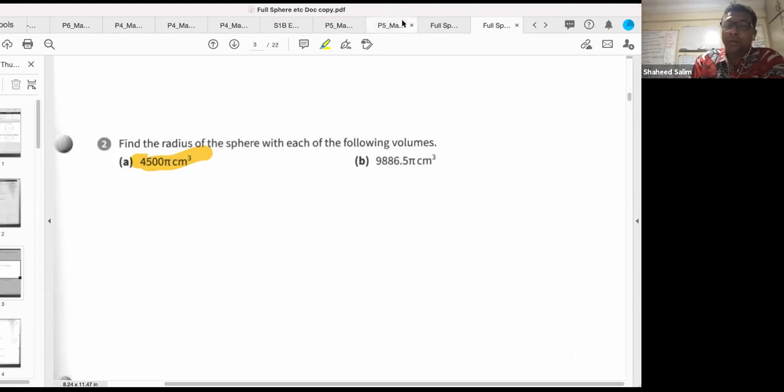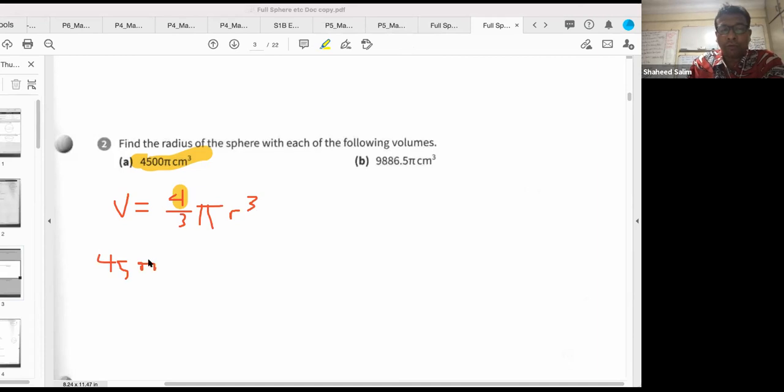Let us see. Inshira, you got it. Okay, I'm going to write down the working now. Okay, volume. What is volume? V equals 4/3 pi R cubed. You got to memorize the formula now. We don't know what R is. Now down here, the volume is 4,500 pi, which equals 4/3 pi R cubed.